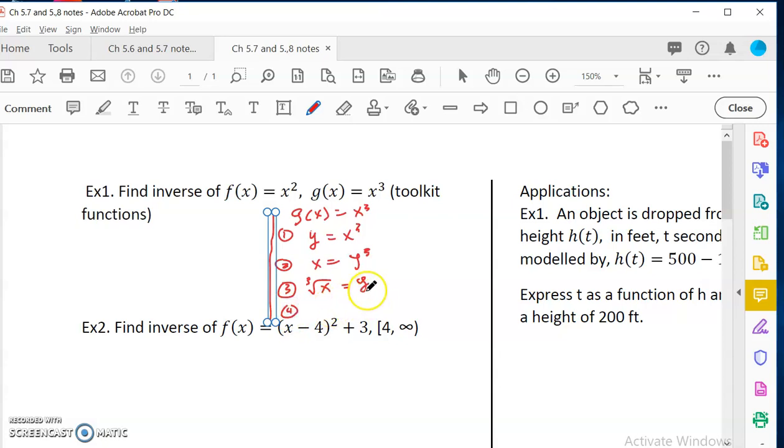The fourth step would be to write this y as f inverse, or in this case g inverse of x, is equal to the cube root of x. And the domain is all real numbers. If it's all real numbers, you don't have to write anything.